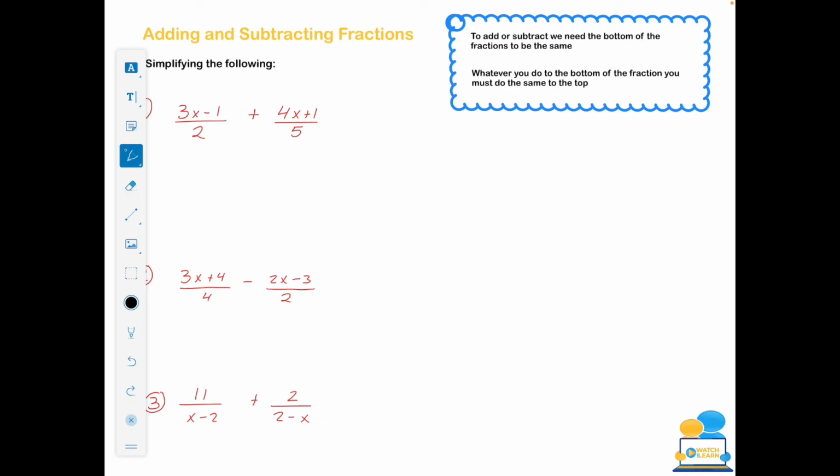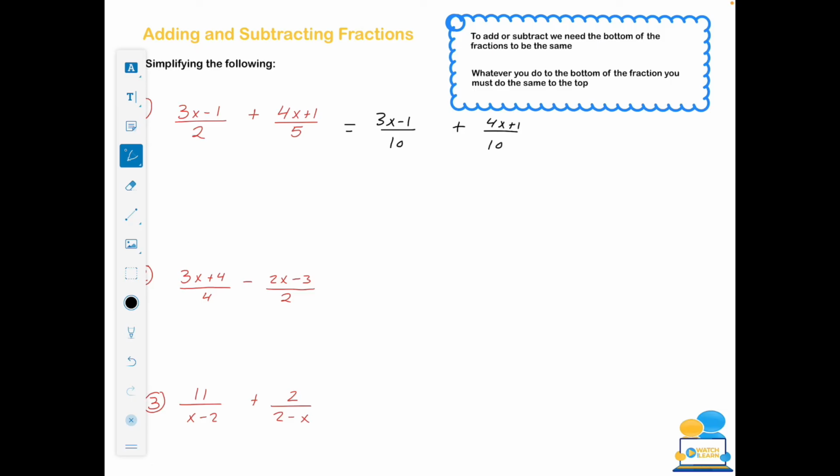So right now we have a 2 and a 5 on the bottom. That's not going to work. So what I need to do is think, what is the lowest common multiple of 2 and 5? So we're looking for a common denominator. What number will 2 and 5 both divide into? They'll both divide into 10. So what I'm going to do is write my original fractions, but I'm just going to change the bottoms to 10.